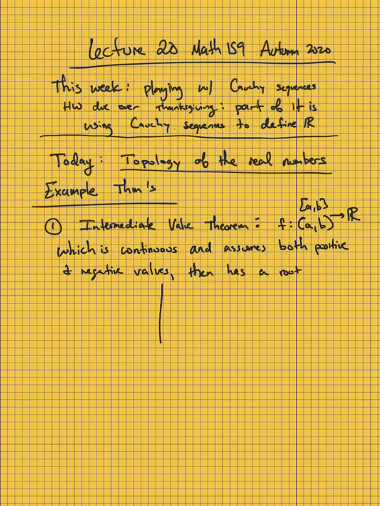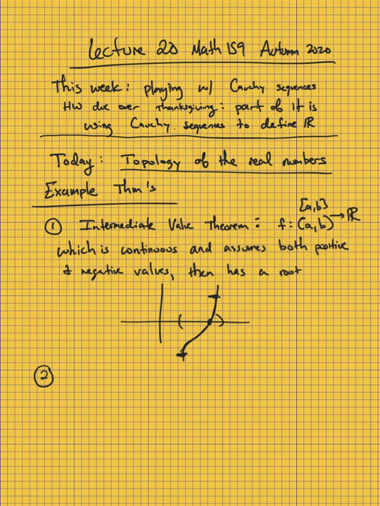In the picture, if you have a graph of a function with a negative value and a positive value, then at some point you have to hit 0. And of course, you actually have to hit every real number between this negative value and this positive value. So that's one sample theorem, and I'll say later why this is thought of as a topological theorem.